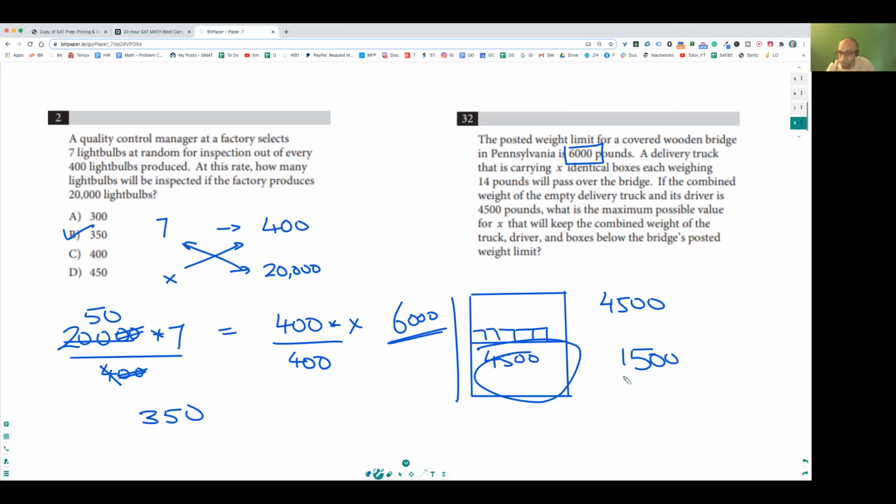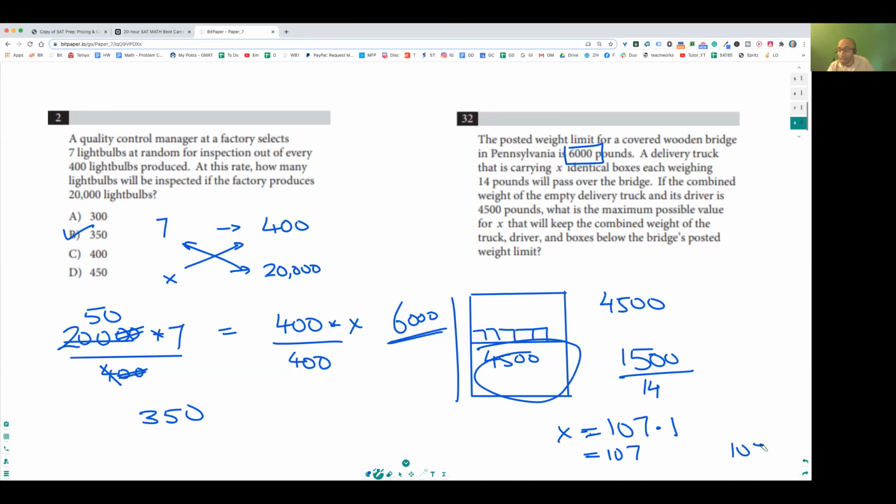Now, if the maximum weight is 1,500 and each box is 14 pounds, how many boxes can you fit? That's 1,500 over 14. Watch this. Excellent, Genevieve. Remember, you cannot have 107.74 boxes. It's always going to be a full number. That's what they also check. Do you understand the concept of a box? A box has to be a whole number. So 1,500 over 14 is 107.1, but X cannot be 107.1, so it has to be less than that.